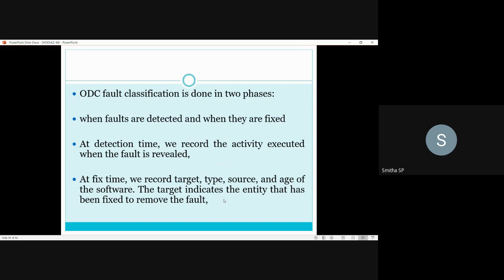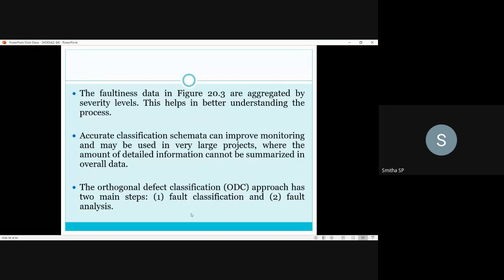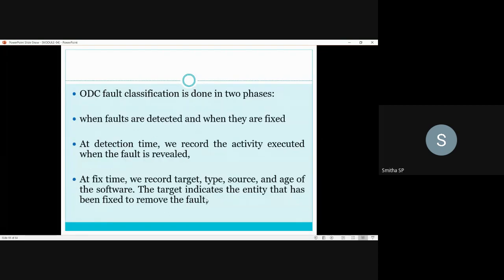ODC is the orthogonal defect classification approach. It has two steps: fault classification and fault analysis. The first step, fault classification, is done in two phases: one at the detection time and the other at the fixing time, that is, when faults are detected and when they are fixed.